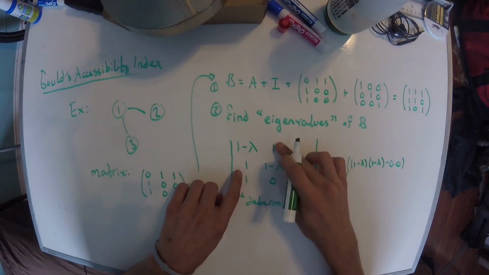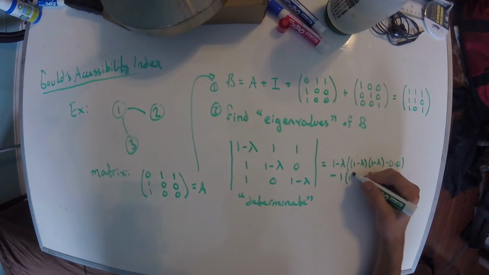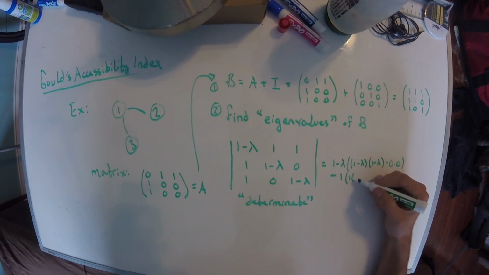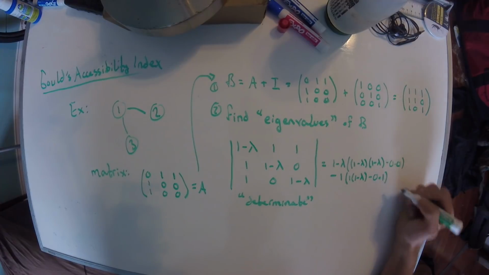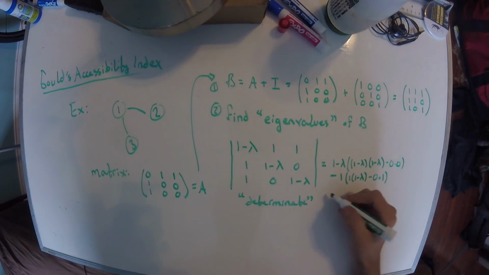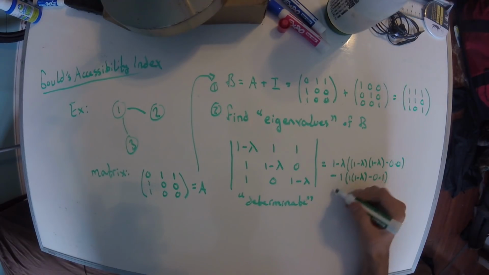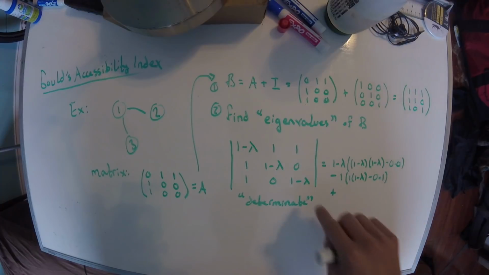So 1 times 1 minus lambda, so 1 minus lambda, and then minus 0 times 1. Okay, and that's the second of 3 terms in this determinant. And now we'll do plus, so we're back to plus. We started with a plus and we did minus, plus.